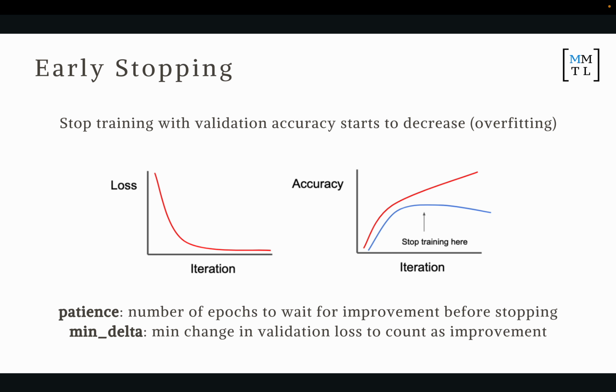Min delta is the minimum change in validation loss to count as an improvement, okay? So this is related to patience, which is how long you need to wait for an improvement, and you actually define the improvement via min delta. I'll get you to actually play with this in the example that we have. Those are the two parameters to decide when you need to stop, okay?